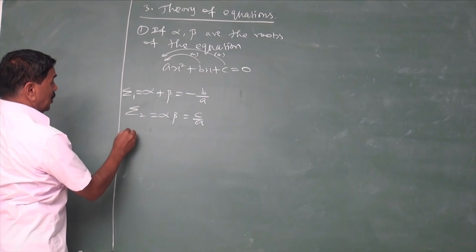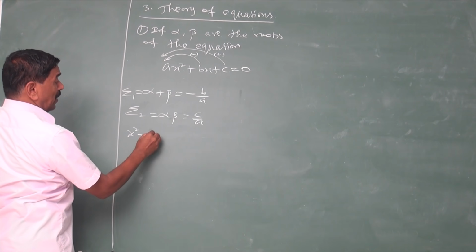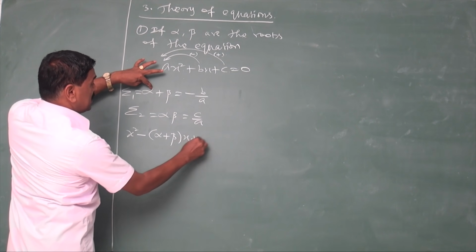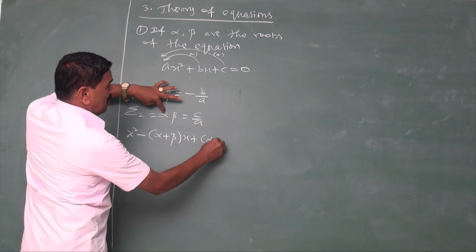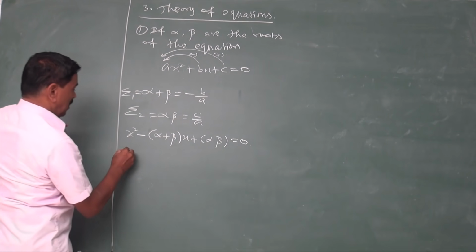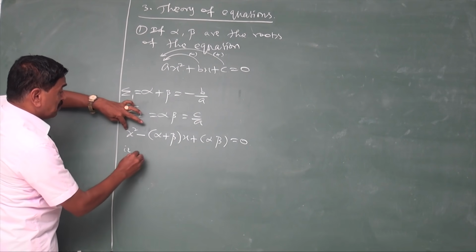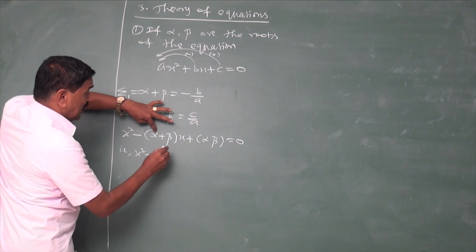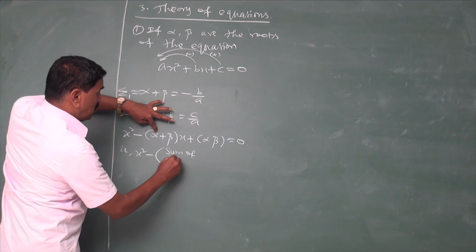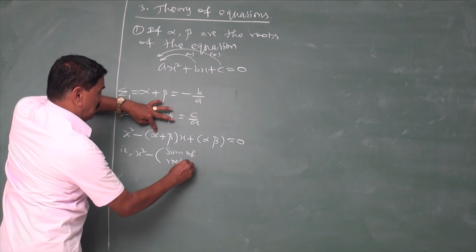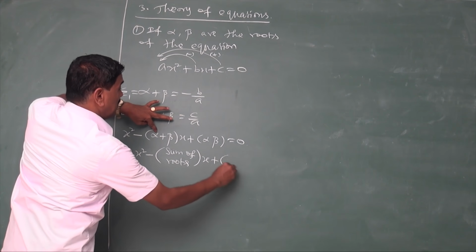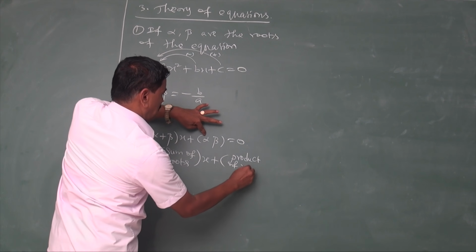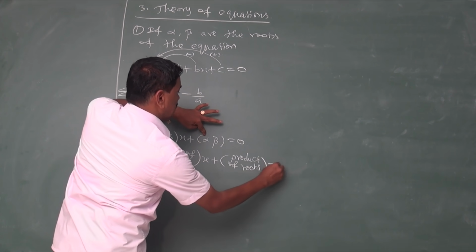Now the quadratic equation is given by x square minus sum of the roots, alpha plus beta, into x plus product of the roots, alpha beta, which is equal to 0. That is, it is of the form x square minus sum of the roots into x plus product of the roots, which is equal to 0.